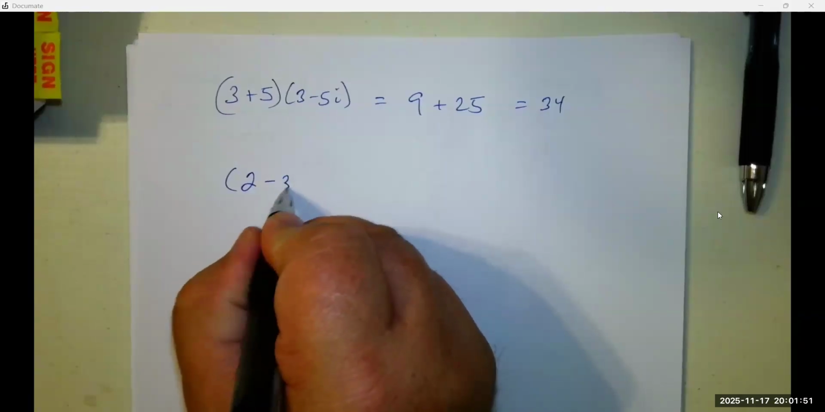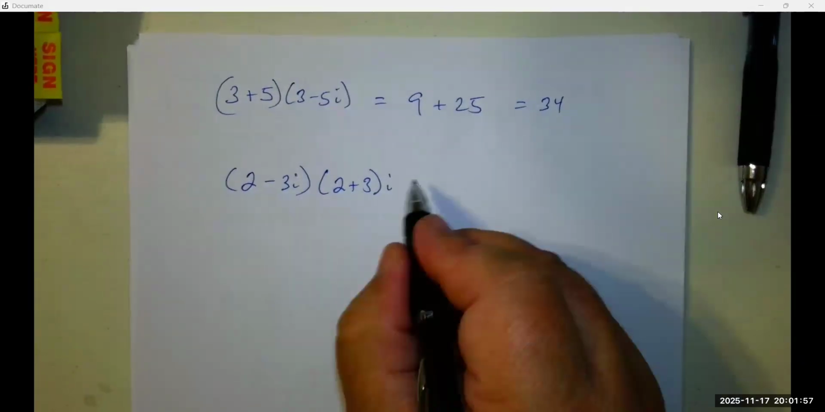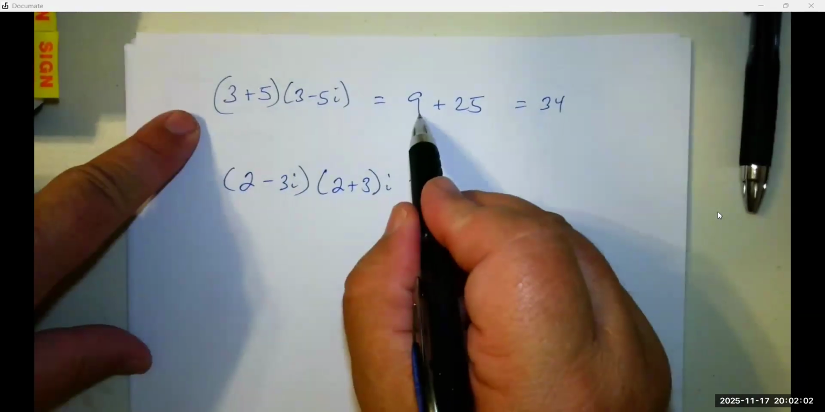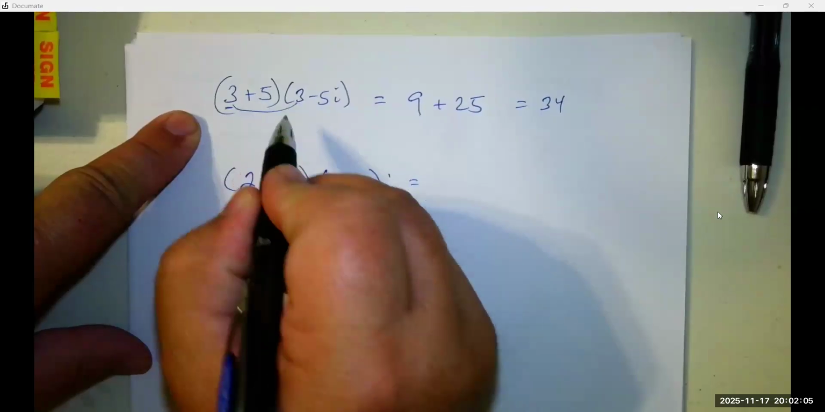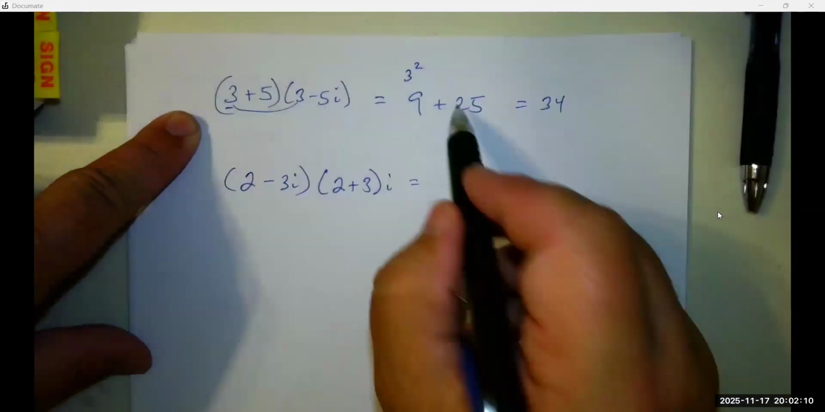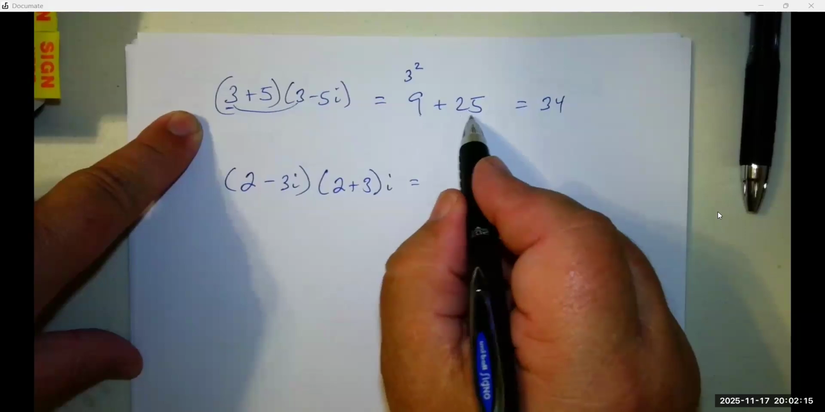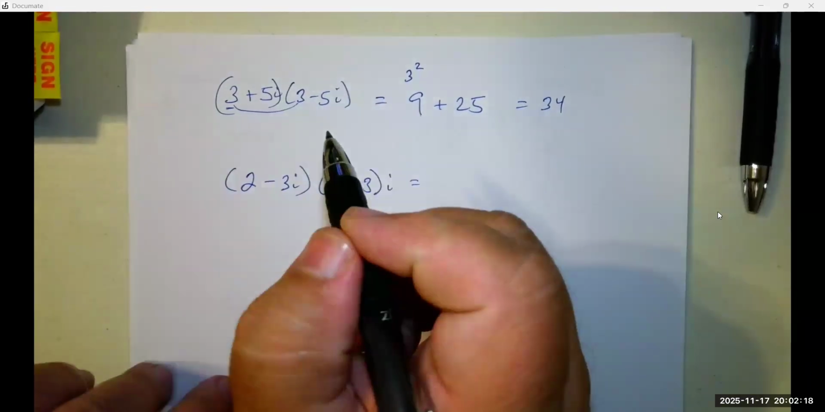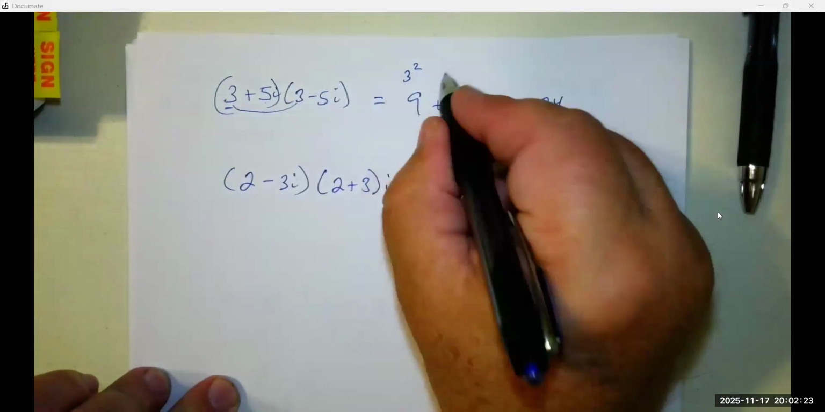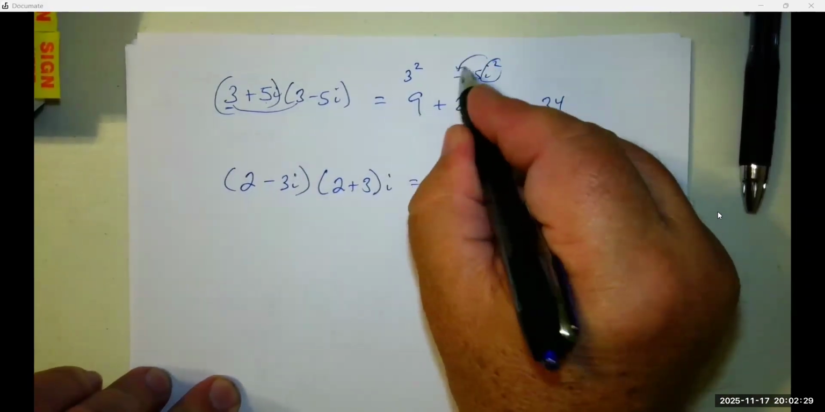Let's look at another one. 2 minus 3i, 2 plus 3i. The shortcut is this. The reason this is 9 is because we multiplied 3 times 3, so this is 3 squared. This is a difference of two squares, actually. The second number is 5i. 5i times 5i is negative 25i squared. That changes it to be a positive 25.